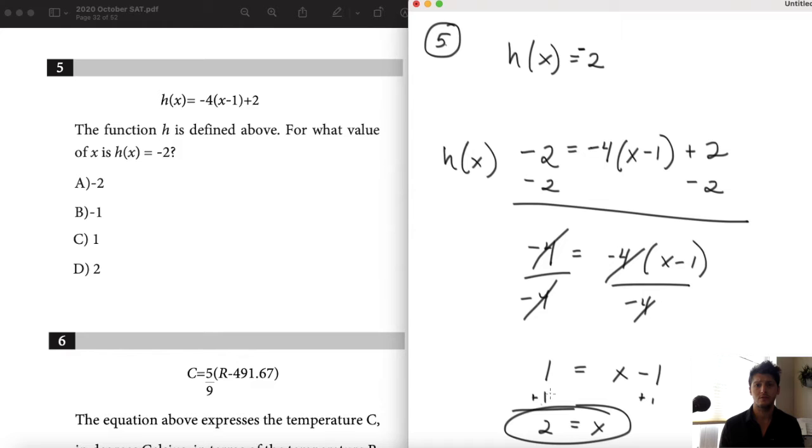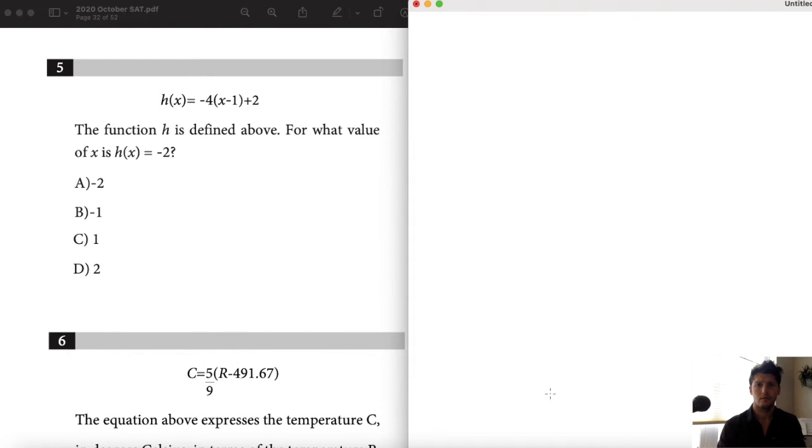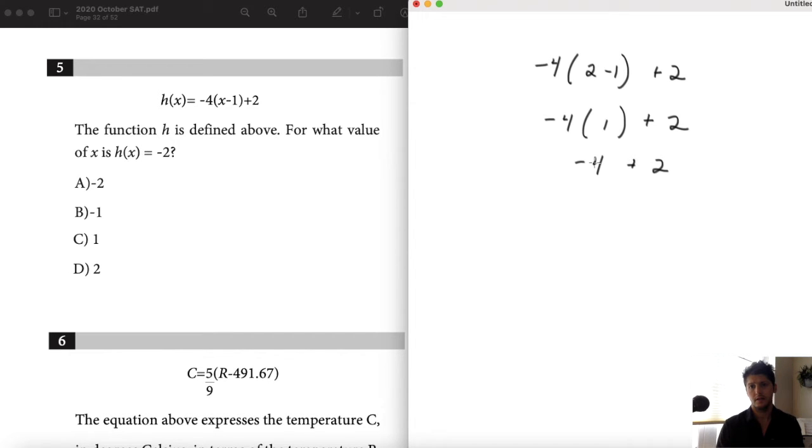If you weren't sure about this, go plug 2 back into the original equation and see what you get. Right, -4 times 2 minus 1. So that's -4 times 1 plus 2 is -4. I'm sorry, not equals, plus 2. And that's equal to +2. Oh, I'm sorry, -2. -2, which is what we want.